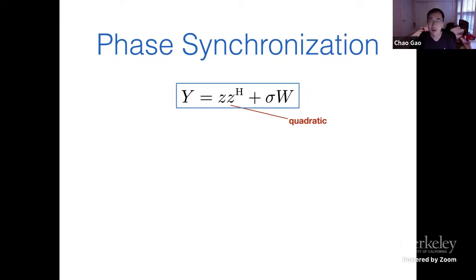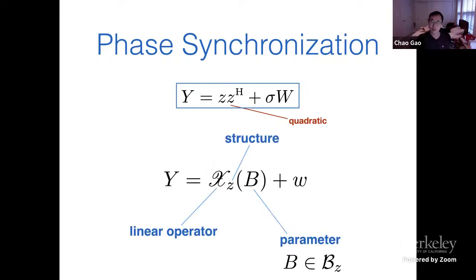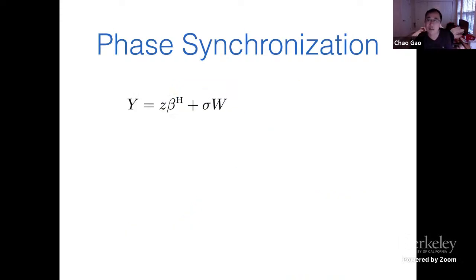But it turns out this is where we can take advantage of the flexibility of the structured linear model. Previously I emphasized that a nice feature of this framework is that the structure parameter Z can appear in both places: first, as an index of the linear operator, and second, as an index of the parameter space. This can resolve the quadratic dependence issue. So what we can do is rewrite the model as Z beta transpose, just by rewriting Z as beta.